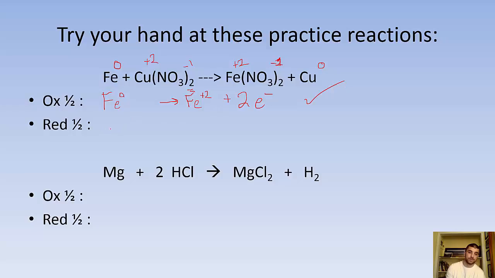What was reduced? Well, the copper went from +2 to copper 0. How did it do that? It must have gained 2 electrons. To go from +2 to 0, you got to gain 2 electrons. All right, so I got 1 copper on the left, 1 copper on the right. Overall charge of 0 on the left, because +2 with 2 minuses gives you 0, and 0 on the right. So that is good to go.